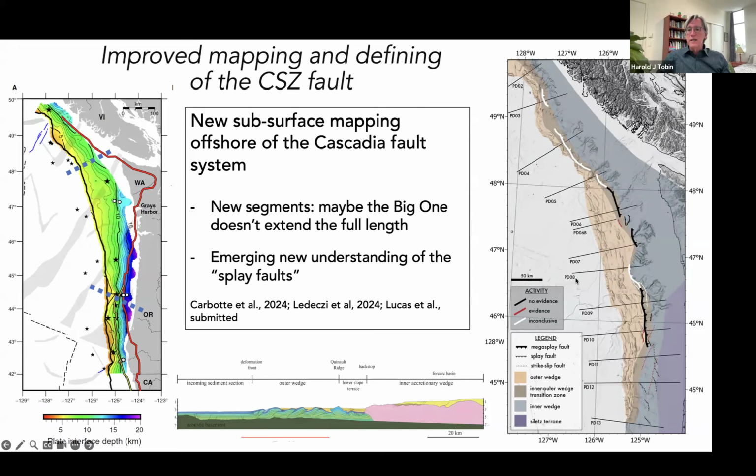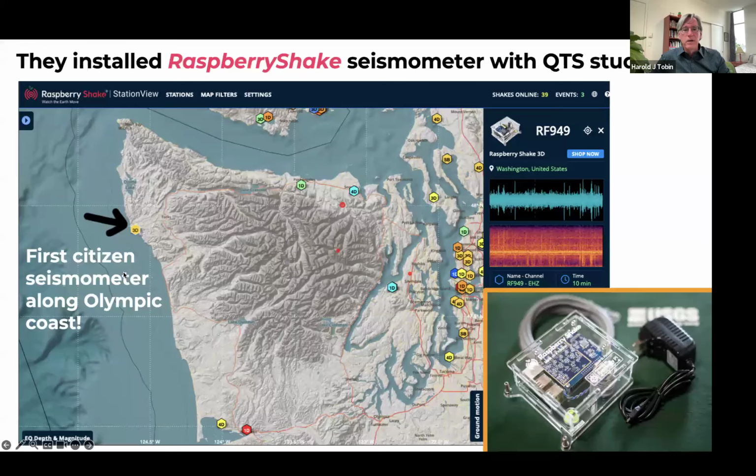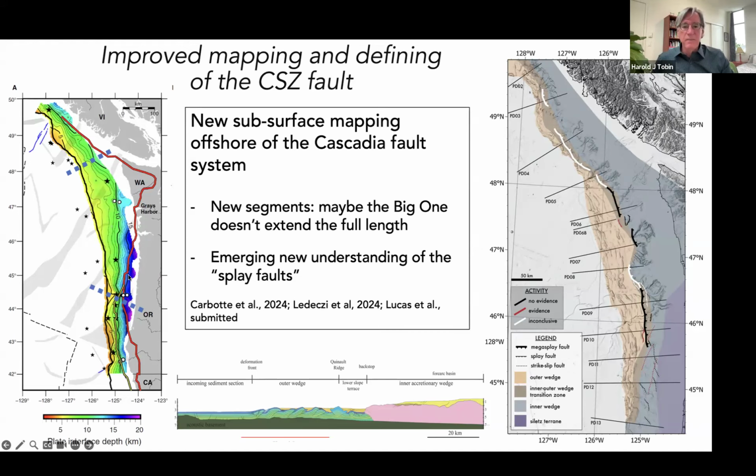And all of these lines are track lines of new surveys we've done to try to understand where the faults are and how that large fault that runs the full length, which is this colored thing here, might be broken up into segments. One of the big questions is, how likely is a truly full margin break all the way from Vancouver to Northern California, versus one that breaks up into different pieces, which we call segmented earthquakes.